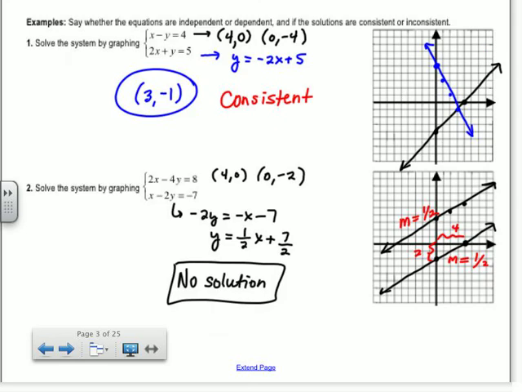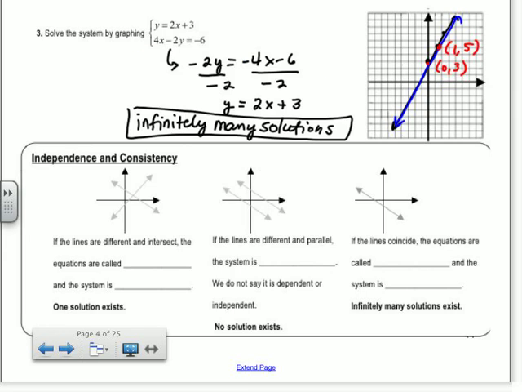All right, so it is consistent and independent. There weren't multiple answers. It didn't depend on what x was. Okay, next one, consistent or inconsistent? Inconsistent, it was no solution. And the next one, infinitely many solutions, dependent. So it was consistent because there was a solution. There was actually infinitely many. So it's consistent dependent.